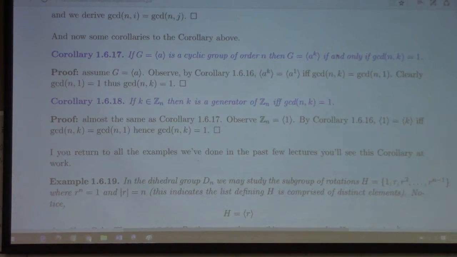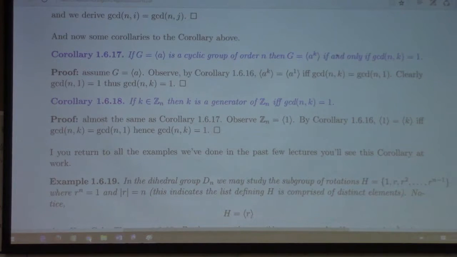1 is a divisor of which numbers? Except for 0. But yes. I'll let it slide. Anyway, so yes, GCD of n and 1 is 1. And so we need the greatest common divisor of n and k to be 1. So there you have it.